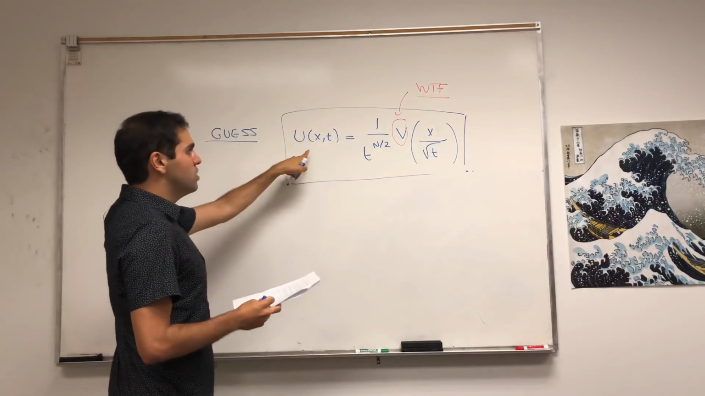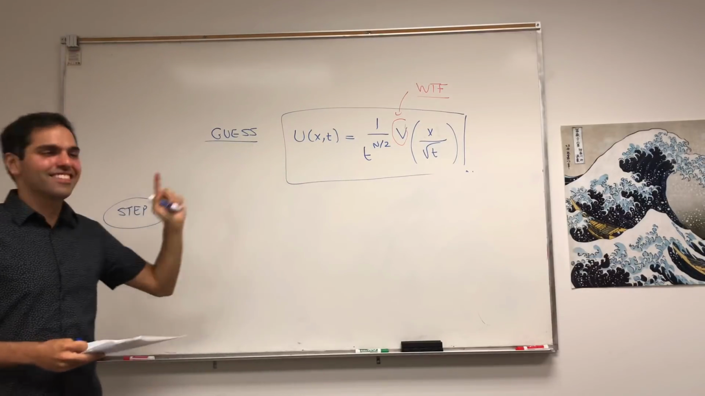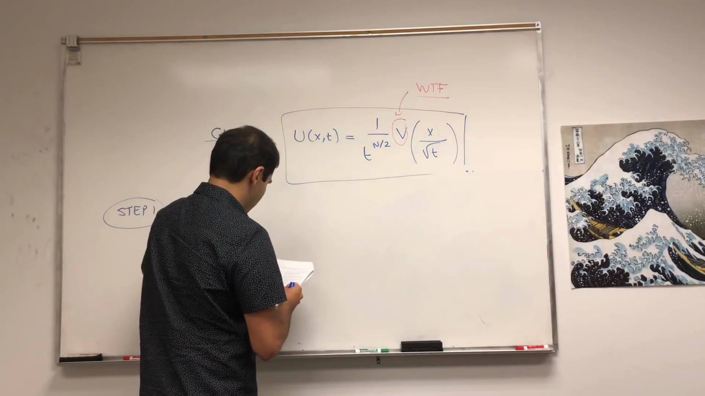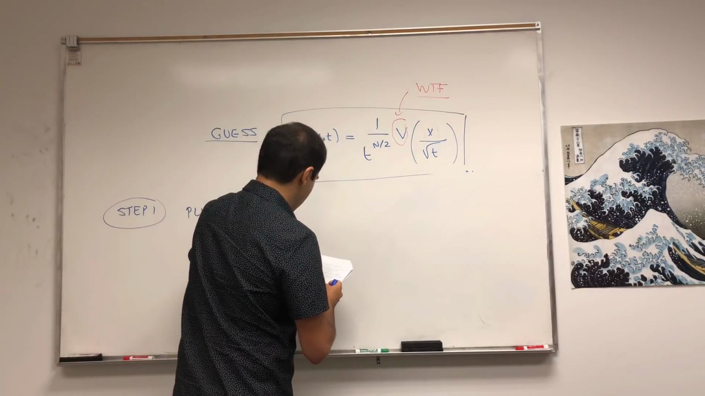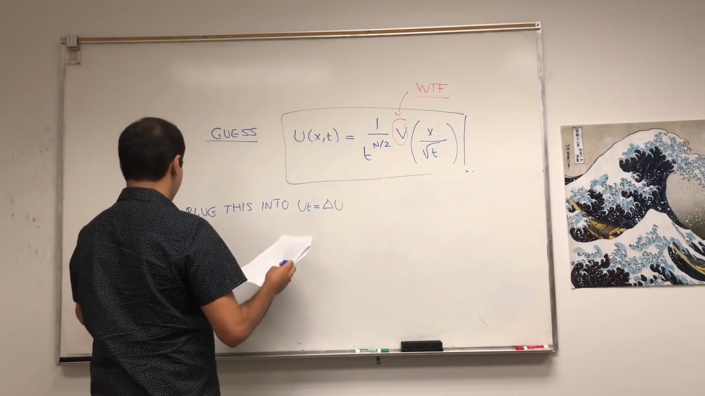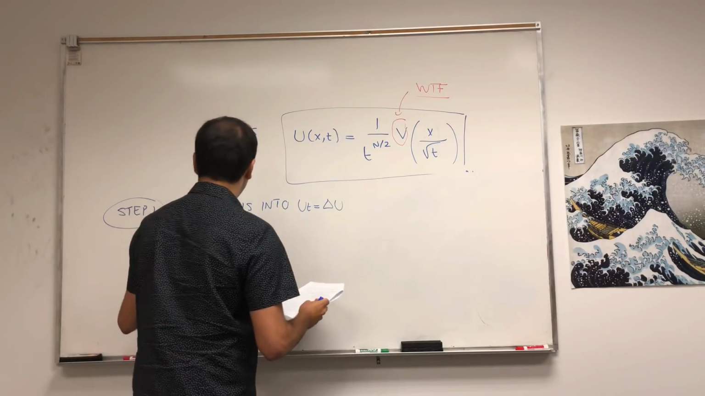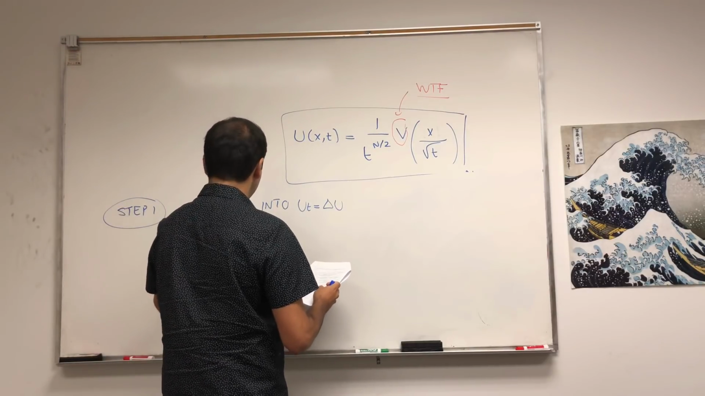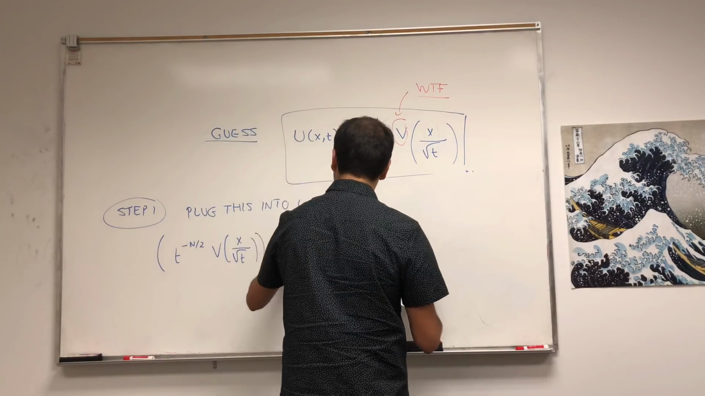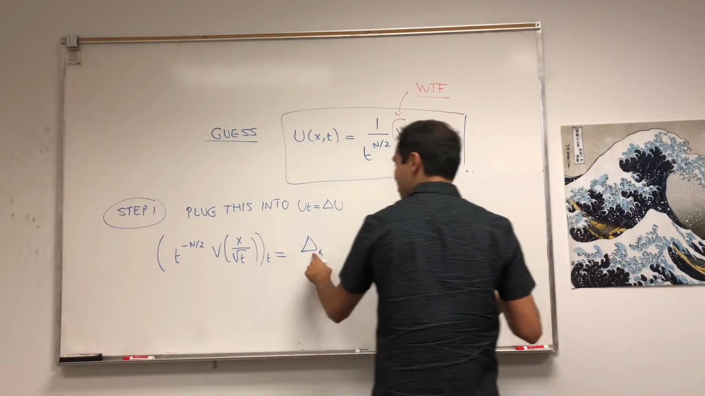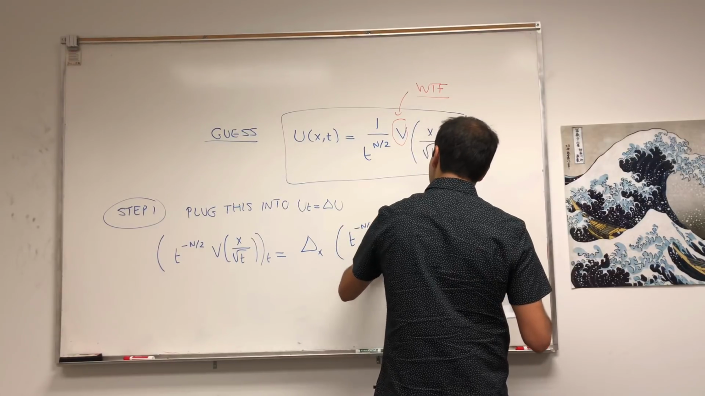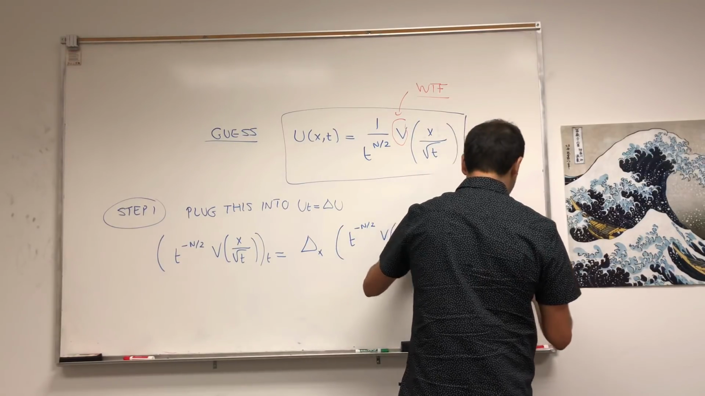Let's do step 1. So plug this guess, or Ansatz, one of my favorite words, into the PDE, u_t equals the Laplacian of u. So let's do this. So t to the minus n over 2 minus 1 times n over 2, v of x over square root of t, t, equals the Laplacian, again with respect to the x variables, of t to the minus n over 2 v of x over square root of t.